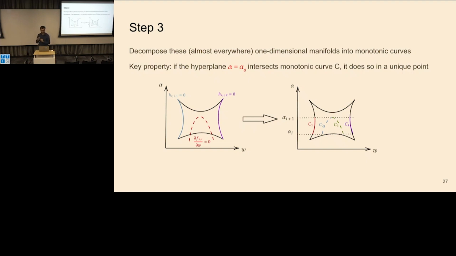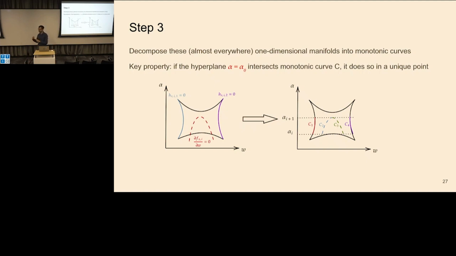For each monotonic curve, the alpha equal to alpha zero hyperplane will intersect at most at a single point. So as long as your set of monotonic curves is fixed, the function must be at least continuous. Your U star alpha must be continuous. It can still switch back and forth between these monotonic curves and can experience local minima and maxima, but the function itself is going to be continuous.